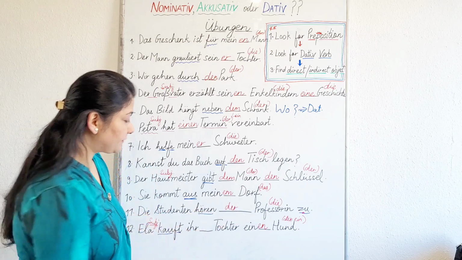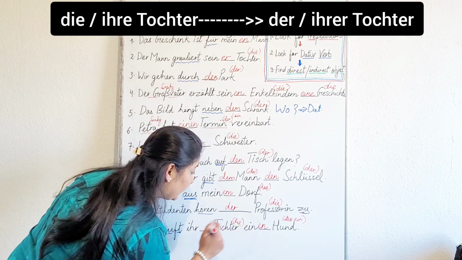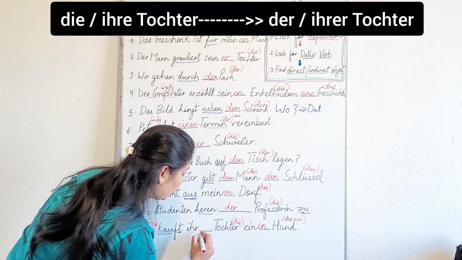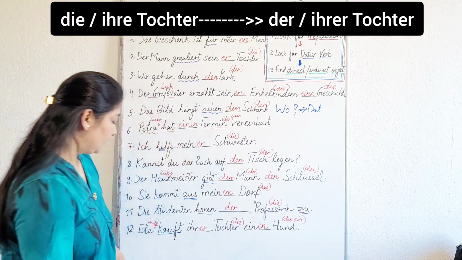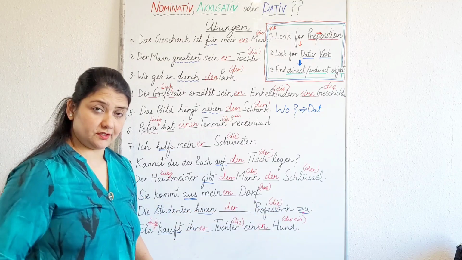So what do we have? Tochter with article die wird zu der dekliniert, und deshalb hier ihrer Tochter. So, Ella kauft ihrer Tochter einen Hund.